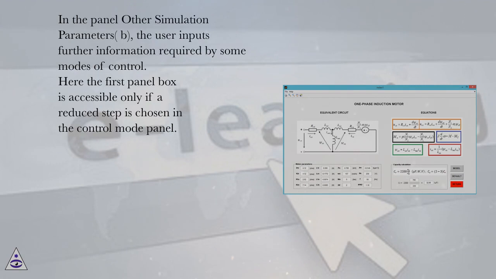In the panel Other Simulation Parameters B, the user inputs further information required by some modes of control. Here the first panel box is accessible only if a reduced step is chosen in the control mode panel.